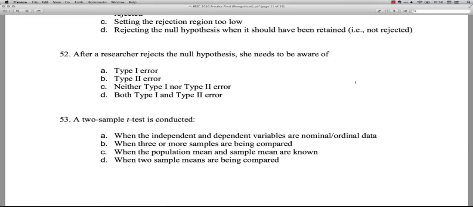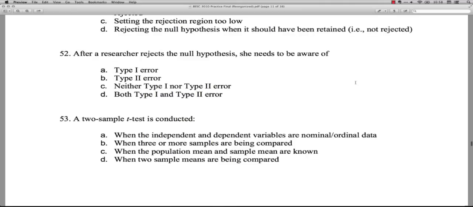All right, 52 here. After a researcher rejects the null hypothesis, she needs to be aware of the possibility that it's a false positive. So if you reject the null hypothesis, you do need to be aware that it still could be due to random error. And so, a type 1 error, that's the term for a false positive. You don't have to be aware of a false negative because you've rejected it. You don't have a negative, you have a positive here. And so you need to be aware of a false positive. So that's type 1. So the answer is A.